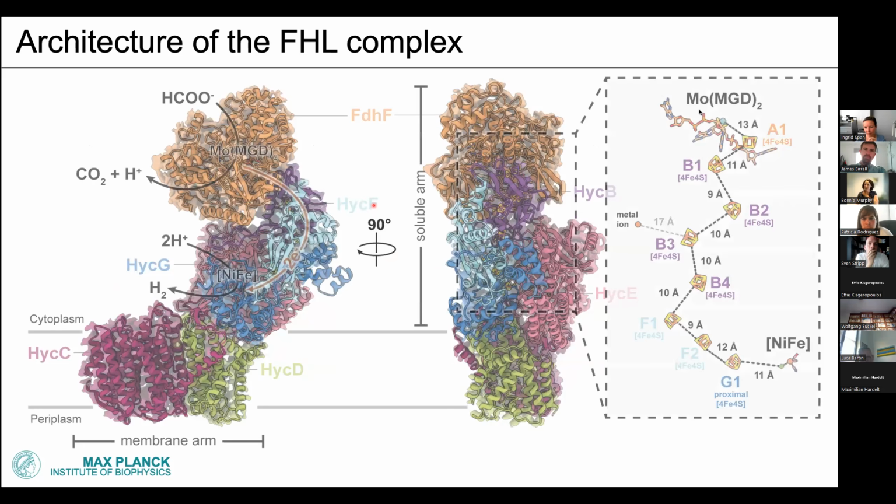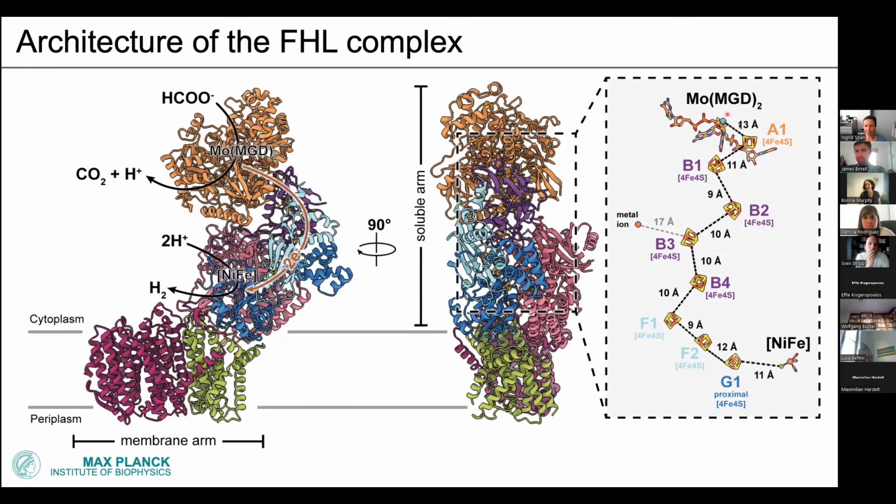And when we look a little bit more closely at the cofactors in the complex, we have the molybdopterin site that we expect and a chain of 4 iron 4 sulfur clusters. But we also had an ion that we didn't expect to see, and that's coordinated by a set of 4 cysteines in the C-terminus of HIC-F. And at first we thought, okay, structural or something like that.